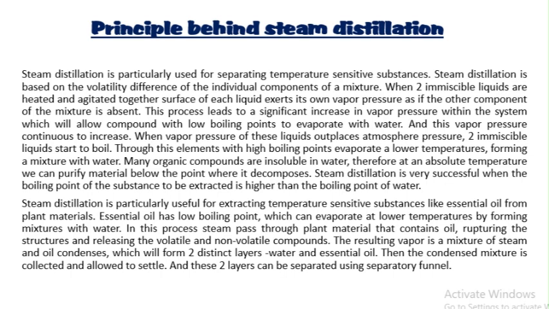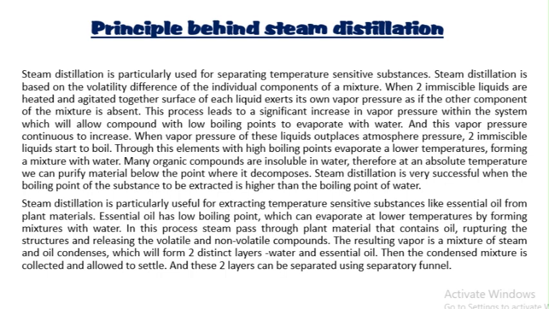Essential oil has a low boiling point which can evaporate at lower temperatures by forming mixtures with water. In this process, steam passes through plant material that contains oil, rupturing the structures and releasing the volatile and nonvolatile compounds. The resulting vapor is a mixture of steam and oil, which condenses and will form two distinct layers, water and essential oil. Then the condensed mixture is collected and allowed to settle. These two layers can be separated using a separatory funnel.